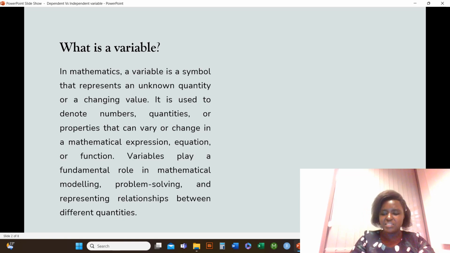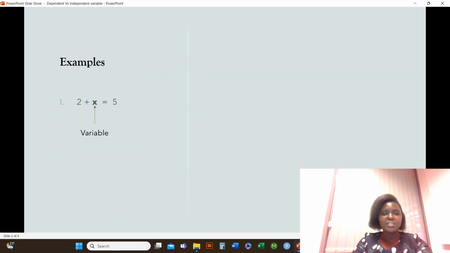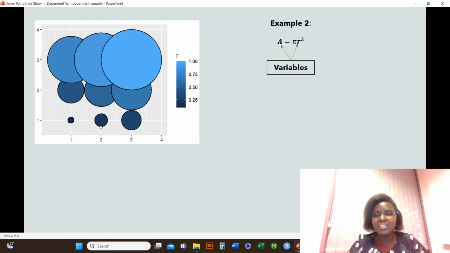Let's see some examples. First example, consider this equation: 2 plus x equals 5. In this equation, the value of x is not known. This letter x is called a variable. Another example.